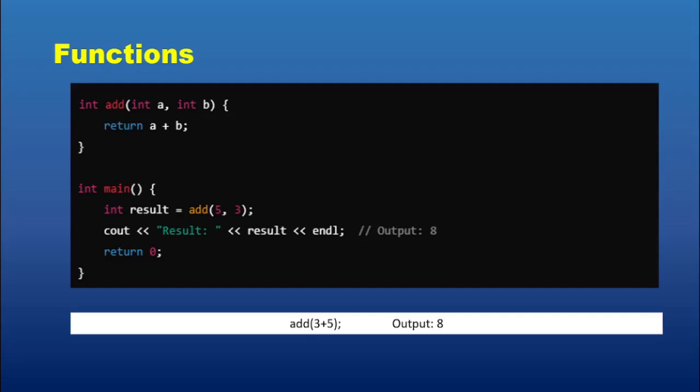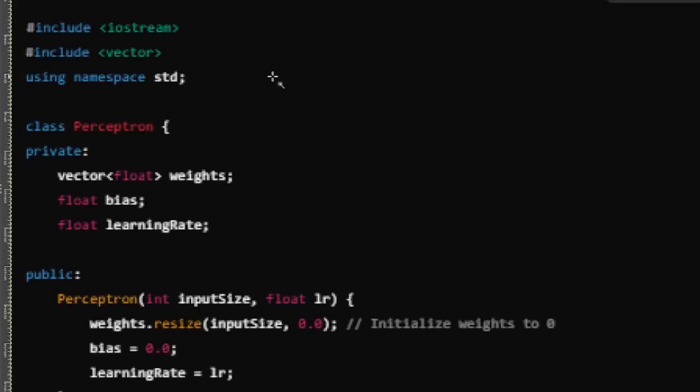Now, a practical example: building a simple perceptron. A perceptron is a basic building block of neural networks. It mimics a simple decision-making process.